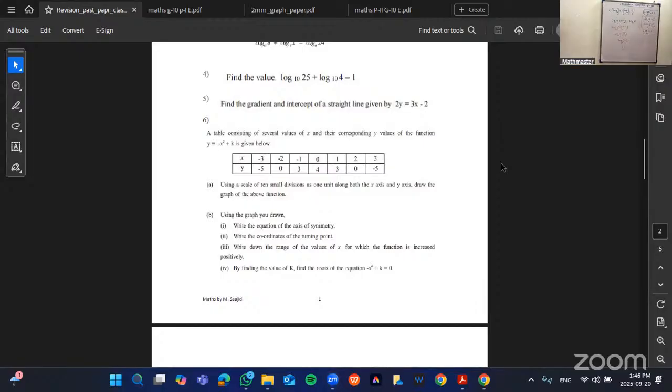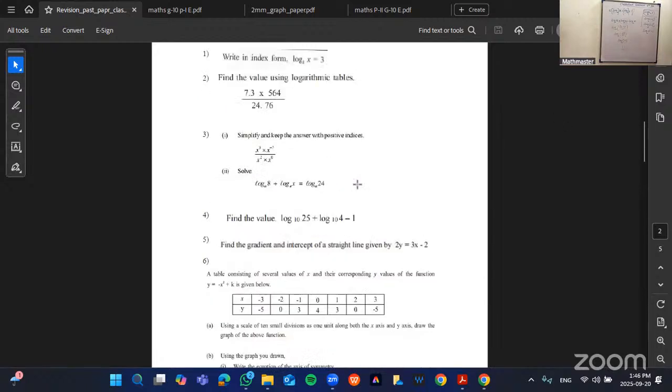So the first 4 questions are from logarithms, and we have finished the logarithms past paper questions. These are from 4 past papers that we have done. The crux here is that you have to know the laws of logarithms and the laws of indices. I gave the laws of logarithms in the previous one, and the laws of indices also. You have to know that.